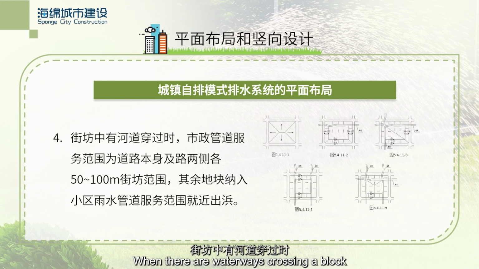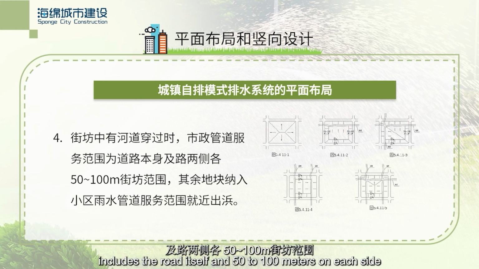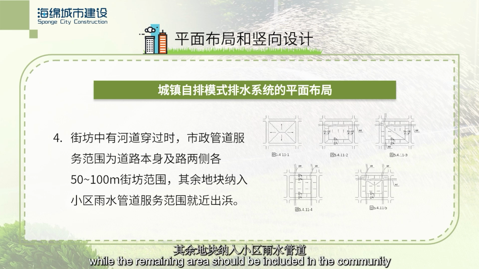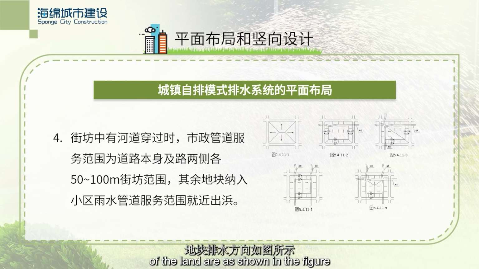When there are waterways crossing a block, the service area of the municipal pipeline generally includes the road itself and 50 to 100 meters on each side, while the remaining area should be included in the community rainwater drainage service area, allowing for nearby outflow. The self-drainage pipe service area and the drainage direction of the land are as shown in the figure.